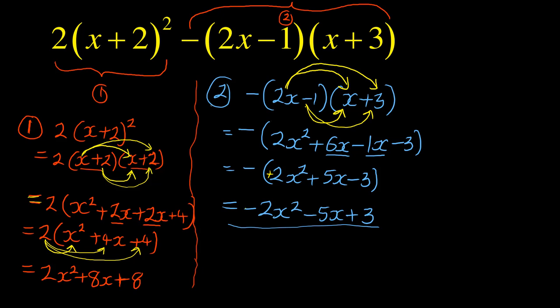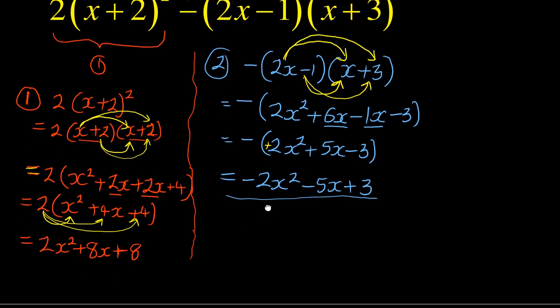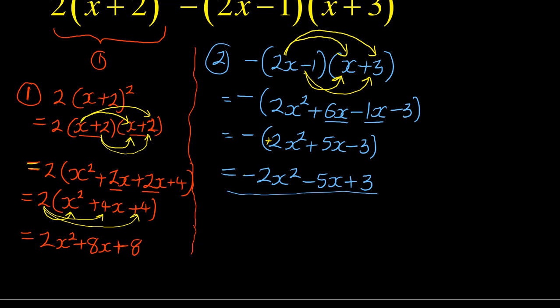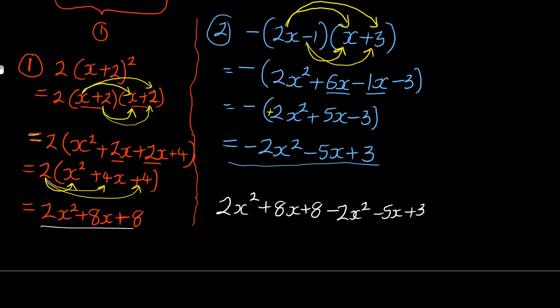So now I can bring my 1 and 2 together. It will therefore simplify to become, if you want to check, remember I got this one as 2x squared plus 8x plus 8. Then it becomes minus 2x squared minus 5x plus 3. Then again, you go on and collect like terms, because it's not yet done. You can still collect like terms.